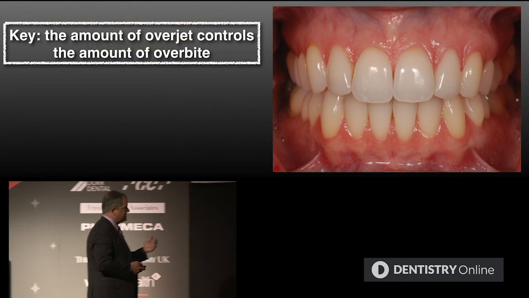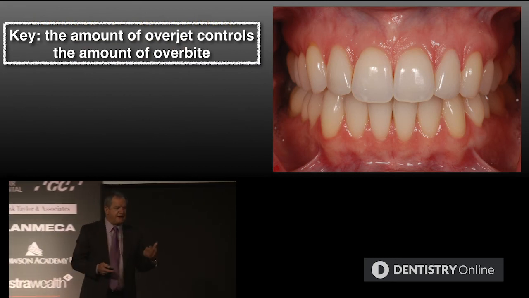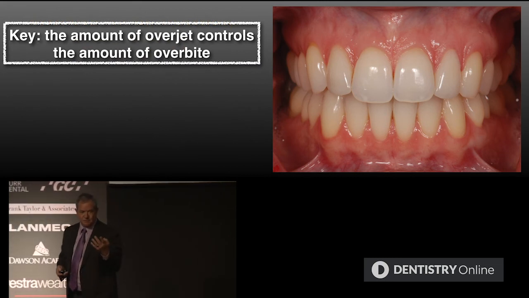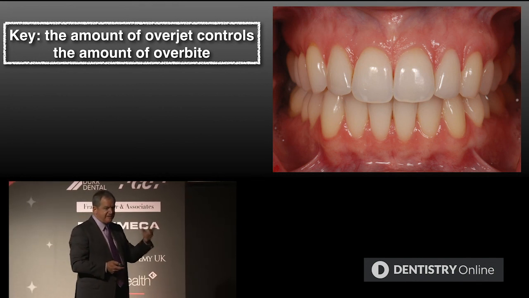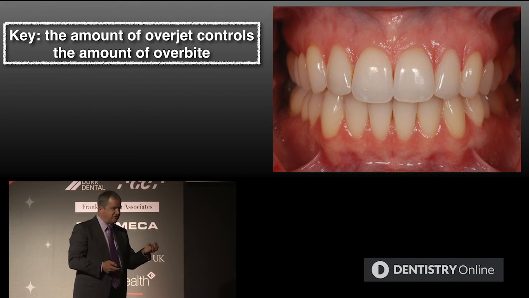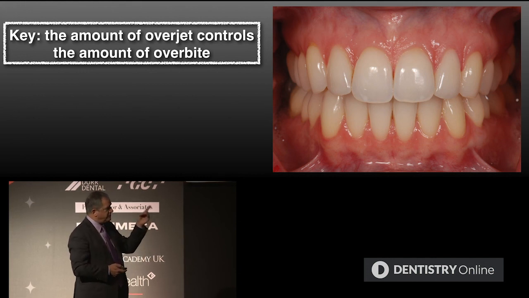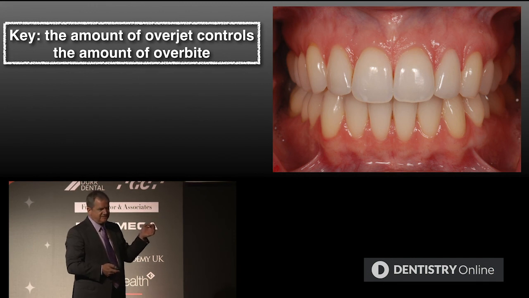Now, here comes the interesting thing. To have overbite, because of the 4 cases we're going to be talking about, right? Deep overbites without wear, deep overbites with wear, anterior open bites, edge-to-edge occlusions with wear. To have overbite, you have to have overjet. And in fact, overjet is what controls the amount of overbite you end up with.